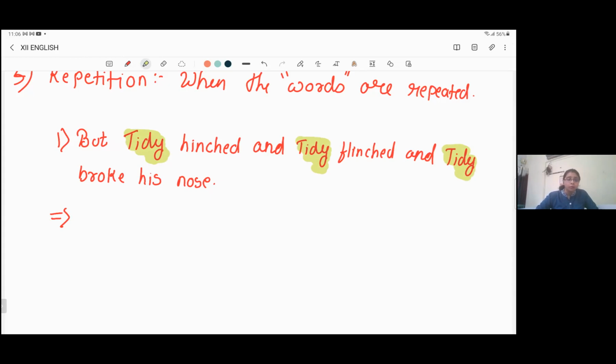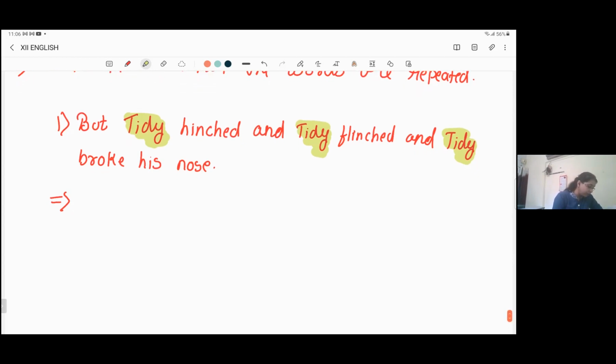Right? Like that kids' poem, no? Jack and Jill went up the hill. It is one type of that only. Tidy is the name of a boy. Just imagine: he hinged, he flinched, and he broke his nose. Right? The word Tidy is repeated 3 times for the poetic effect. You can write like that. You can write two things. What I said you can write, or you can write the same thing here.